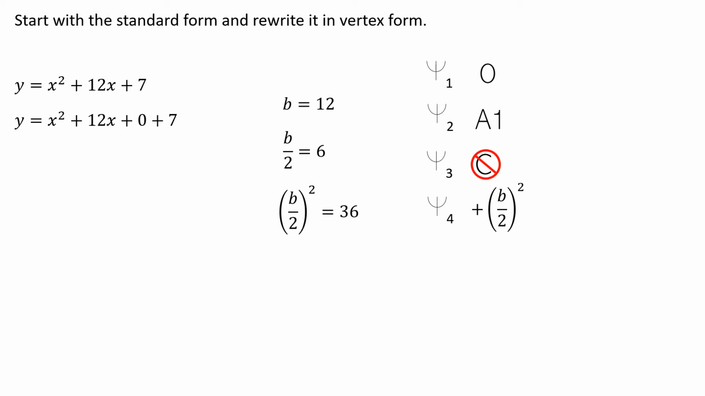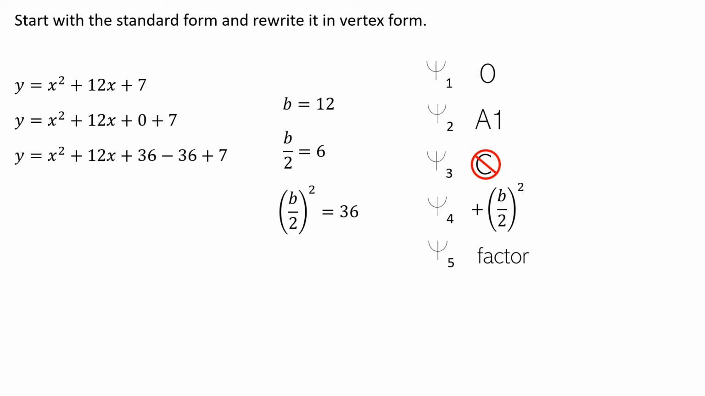Now, normally we would add 36 to each side of the equation, but again, I don't want to mess up that y. The y is all by itself. So I'm going to replace the 0 with 36 subtract 36. So I still have not changed the value of the right-hand side of that equation.